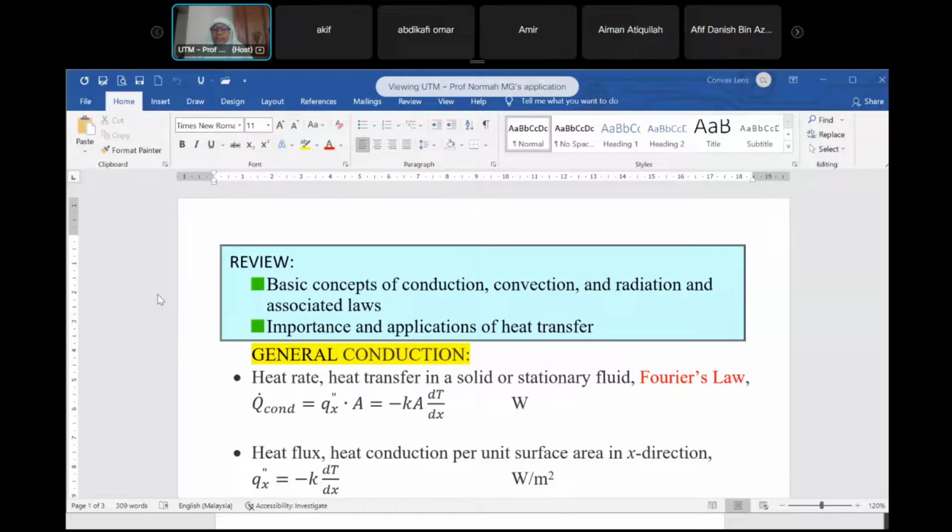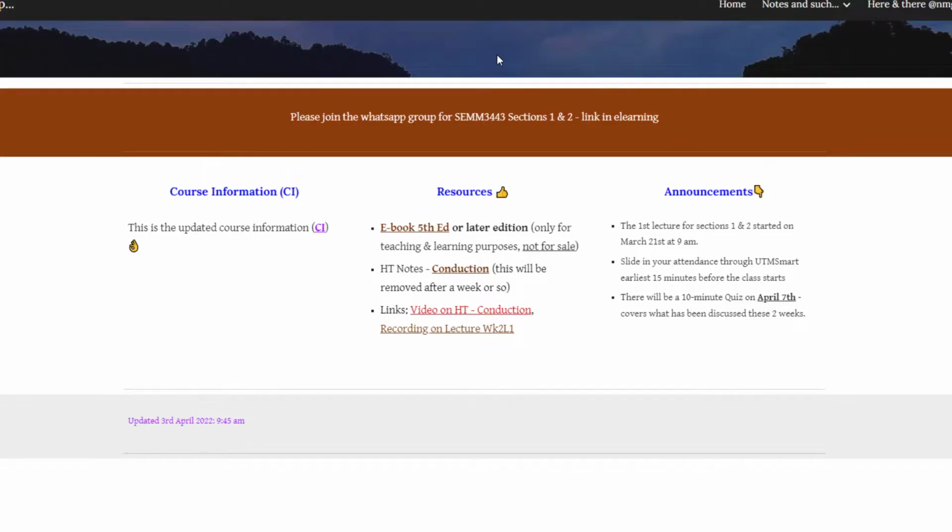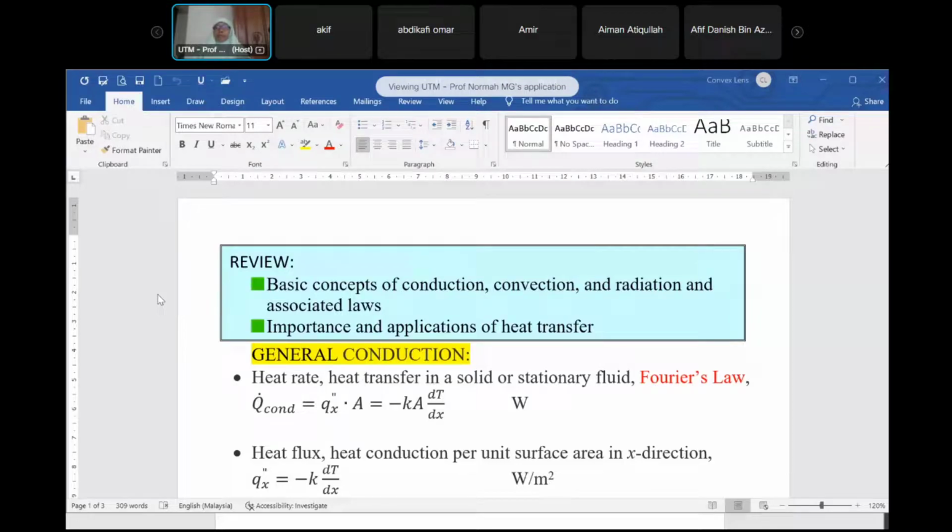So conduction occurs around us. Let me give you an example. Even if I'm staying in this room, my walls are being heated by the sun. So that is radiation, and there's conduction through the wall. And then there is convection because it's an air conditioned room.